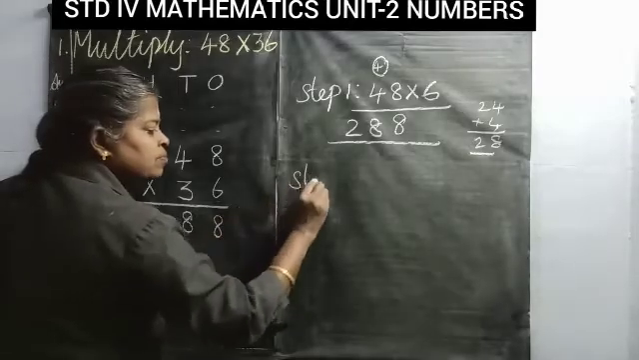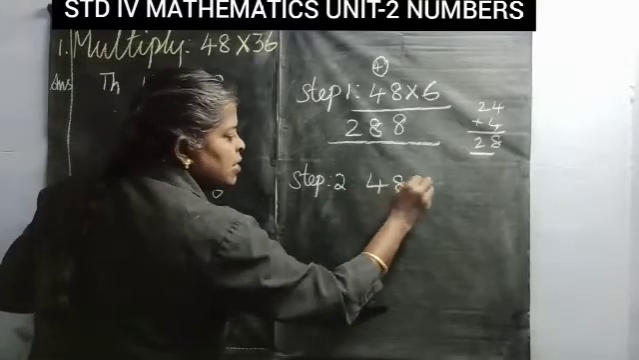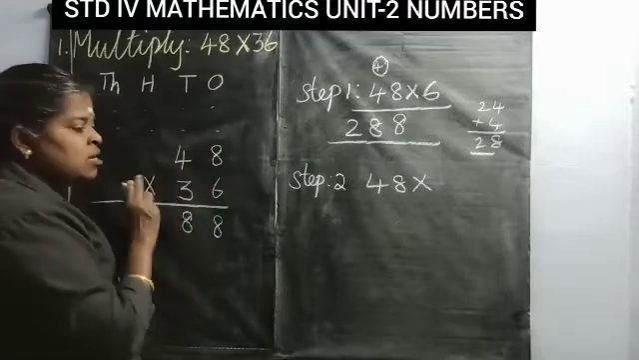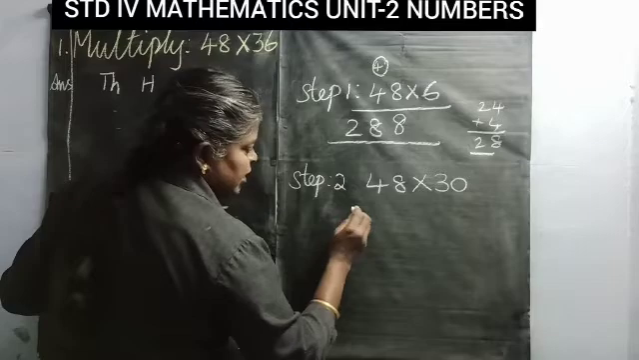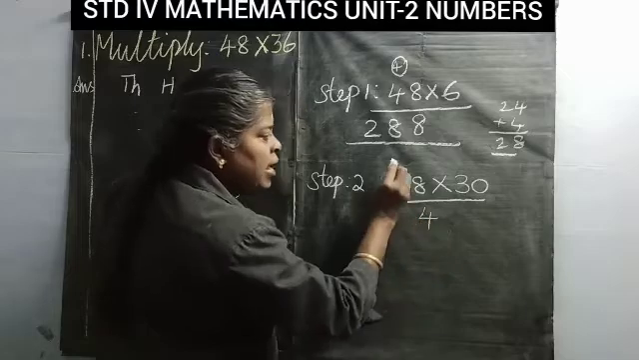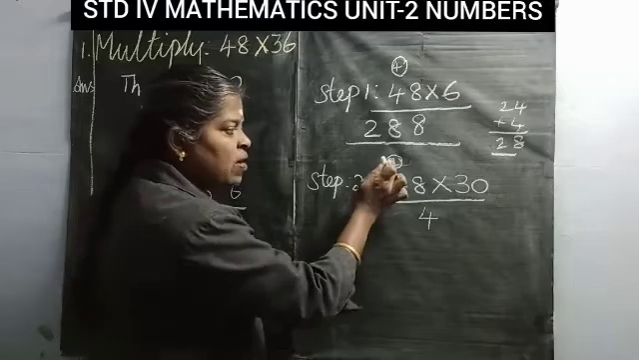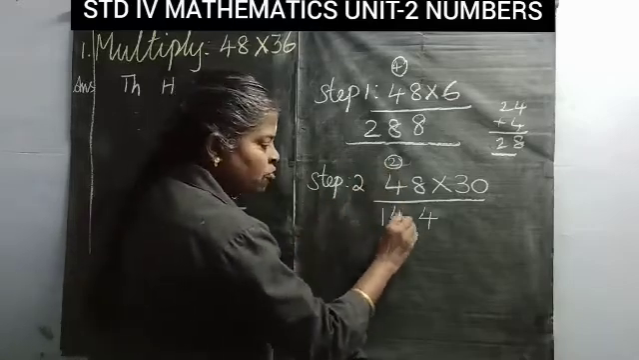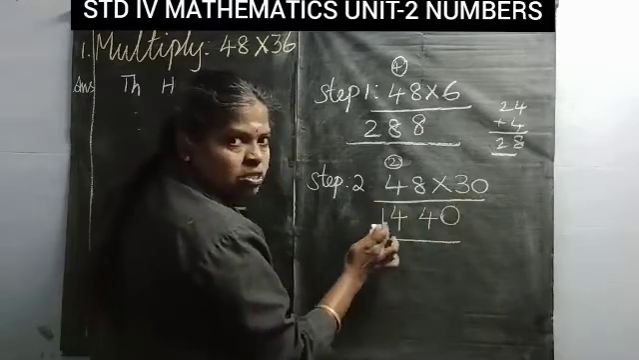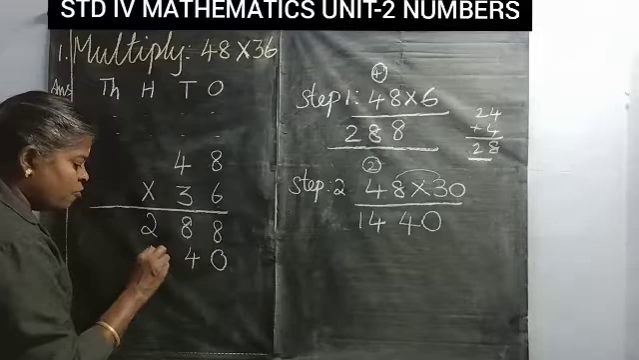Step 2. 48 into 30, tens. Here 6 ones we were multiplying. Next 30. First, we multiply the 3 table. 3 eights are 24, 4. Carry over 2. 3 fours are 12. 12 plus 2, 14. And 0 at the back. 48 into 30 is 1440. So we write 0, 4, 4, 1.